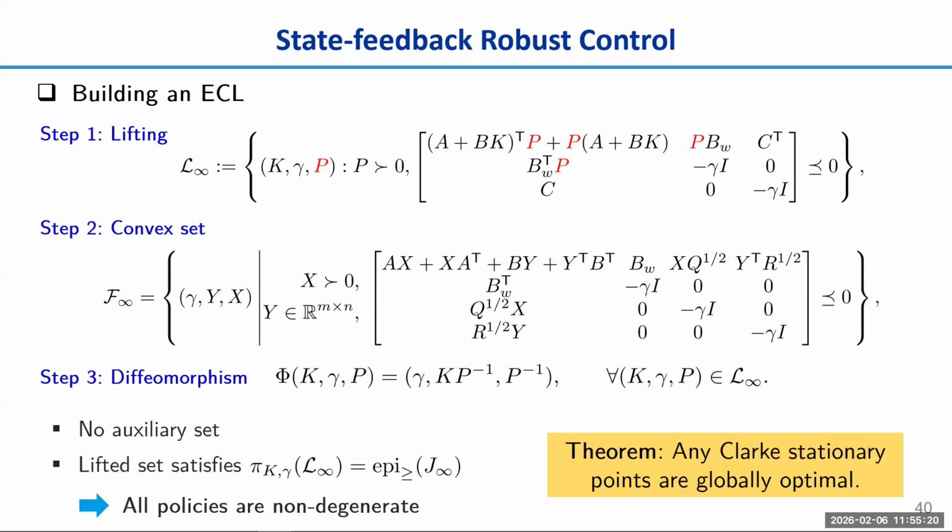And then we can show this. Of course, we already show this H infinity or robust control cost function is subdifferentially regular. That is another fact we need to prove, but not very difficult. And then we directly use this claim.